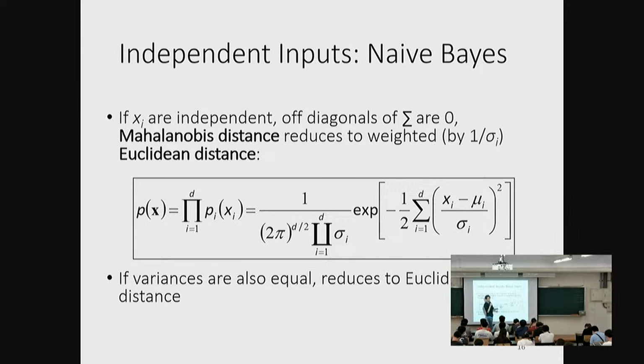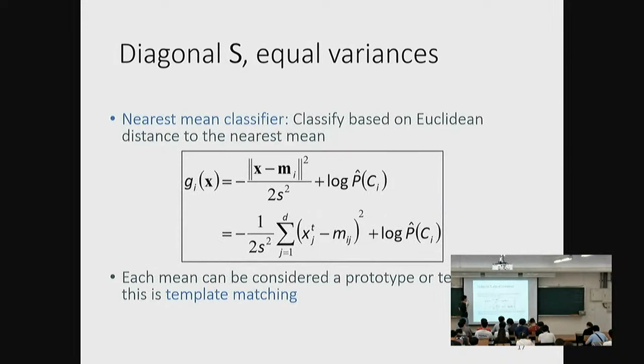Okay, if every feature has the same variances, then the Mahalanobis distance reduces essentially to Euclidean distance. So again, you can find the nearest sample, that class's mean, as my class. That's without taking care of the variances. We call that the nearest mean classifier. Basically, it's classifying based on Euclidean distance to the nearest mean.